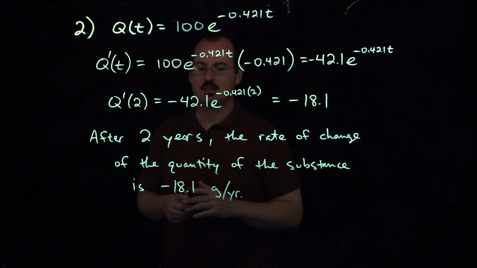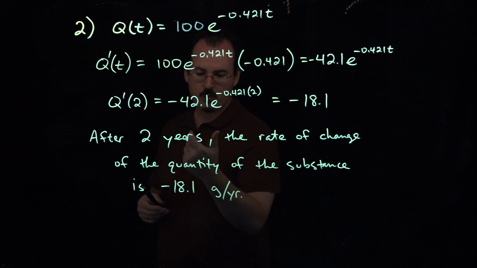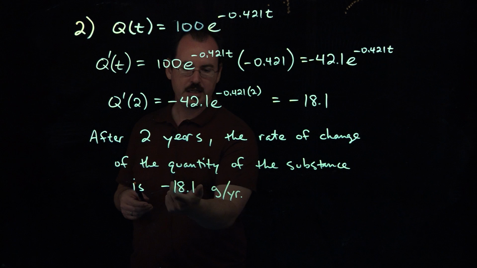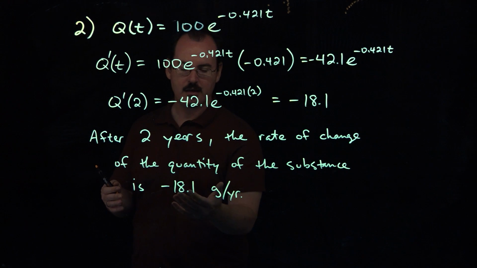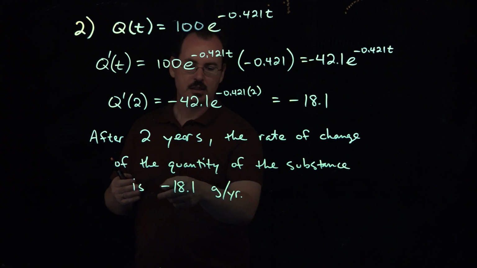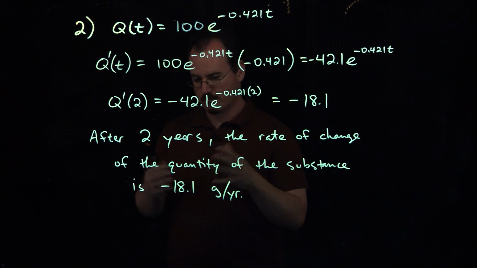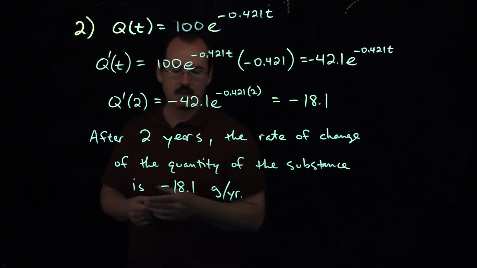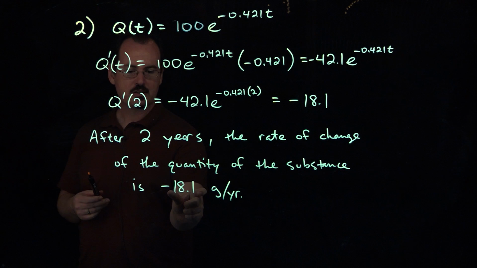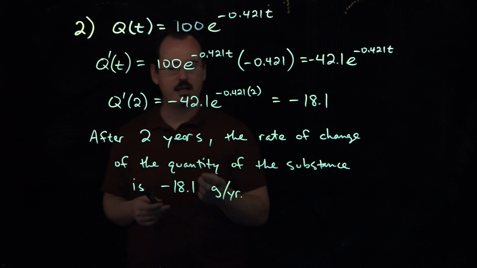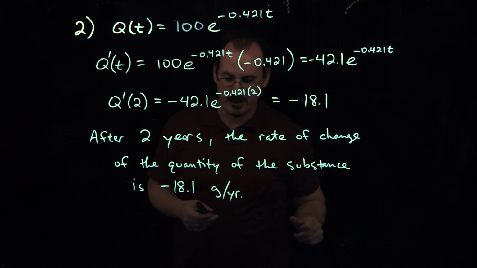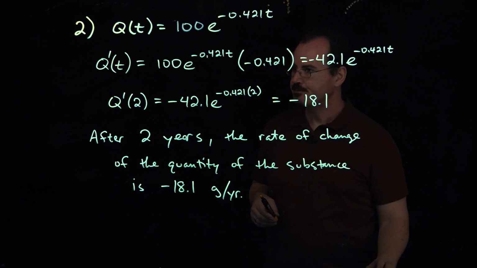In other words, once 2 years have passed, we can expect that the rate of change will be 18.1 grams per year, meaning that if it were to continue at that rate, we would expect that after another year, the quantity will have decreased by 18.1 grams. Of course, it's not going to stay at that rate. This is just going to be at 2 years. We'll find that if we plug in like 3 years, that will have changed. So we're just looking at this moment in time right at the 2-year mark. It is changing at a rate of 18 grams per year. It's decreasing at that rate. Okay.